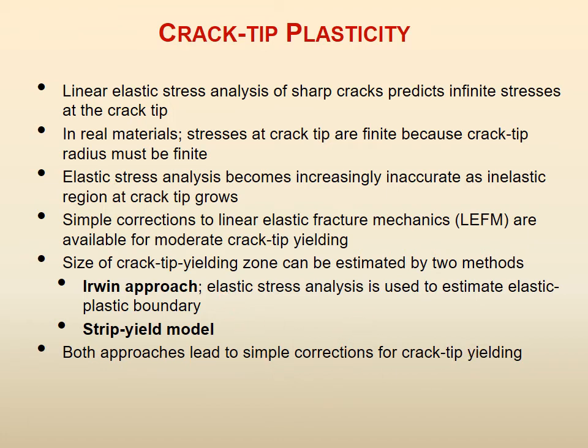So this is now a higher level, right? This is now a higher level, that you have the basic equations for G and K1 and other things. They are very accurate if the material is very brittle. But if the material has a small amount of ductility, then at the tip there is some plastic zone. And because of that, now the solution is a little inaccurate. We can improve the accuracy of the solution by these two approaches, Irwin and strip yield.